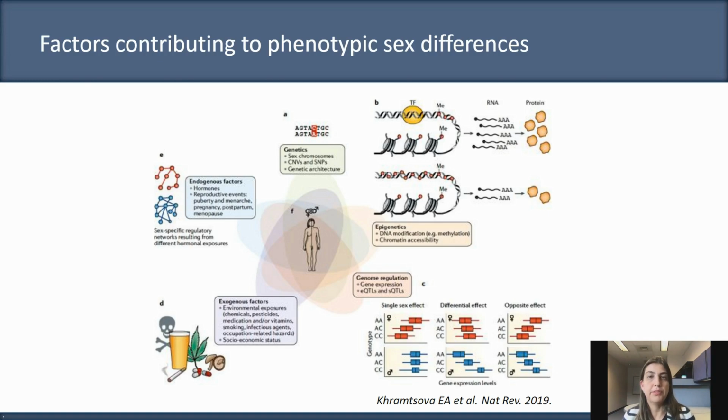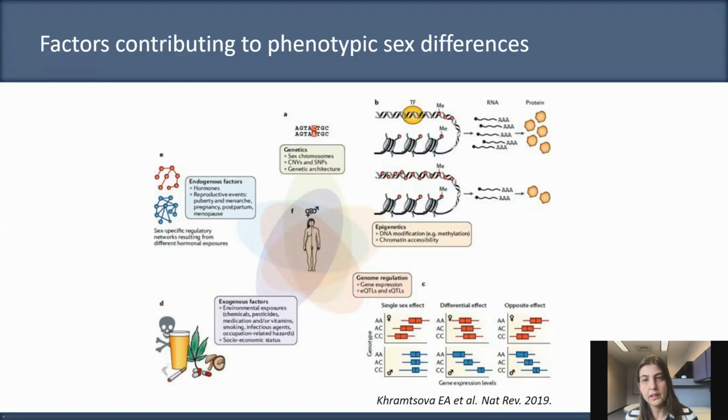And so we know there are many genetic factors, many environmental factors that can contribute to the phenotypic sex differences that we see. The most obvious one is genetics, shown at the top, so the sex chromosomes are different between males and females. Also the sex hormones, which will impact the expression and a lot of the regulatory processes.